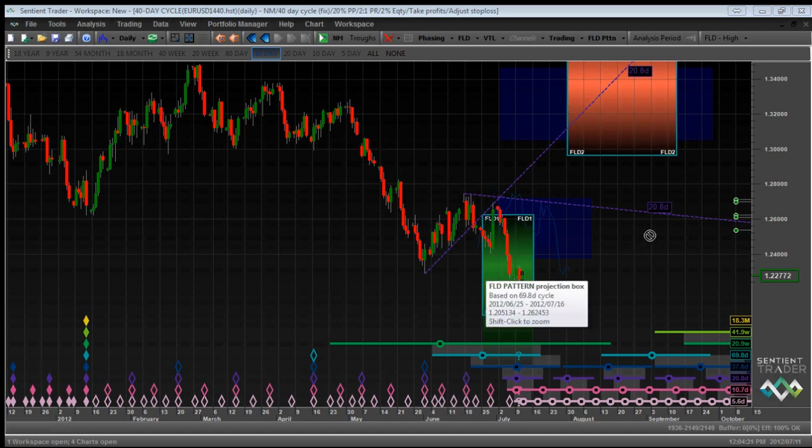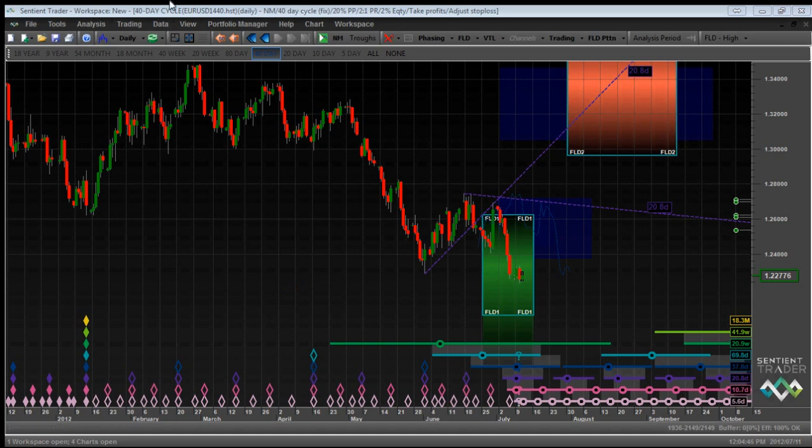Version 3 of Sentient Trader is in fact a whole new application. It's a whole new program, although it looks very similar, of course, and it still performs a very good Hurst cycles analysis. There are several big differences.